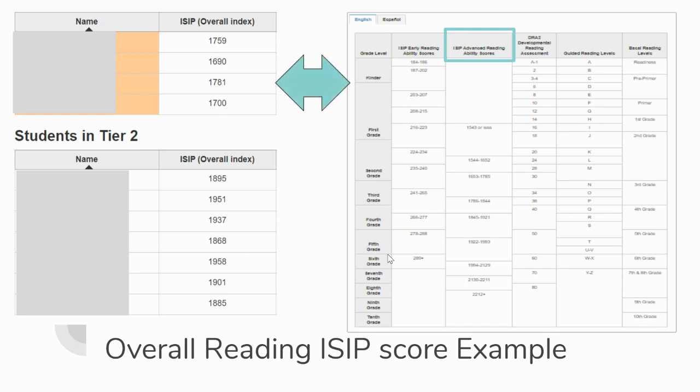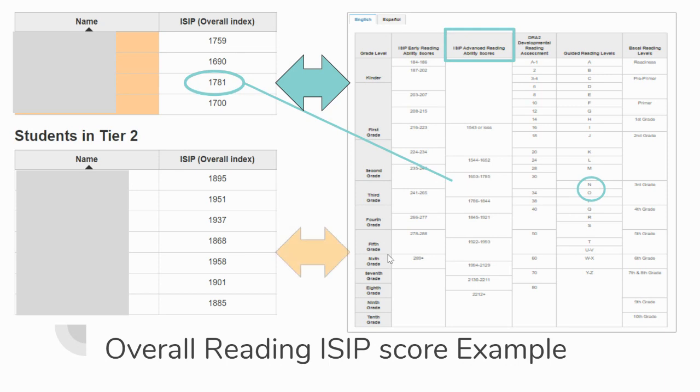So let's look at an example. If I took this ISIP overall score of 1781, then I would look at my chart under the advanced reading column and align it. I can see it says 1653 to 1785. So this tells me this student almost passed that range of scoring. When I go across to look at the guided reading level, I probably would put them closer to a level O, but I might want to start with level N. So this is how you can drill down to place students in guided reading level groups.